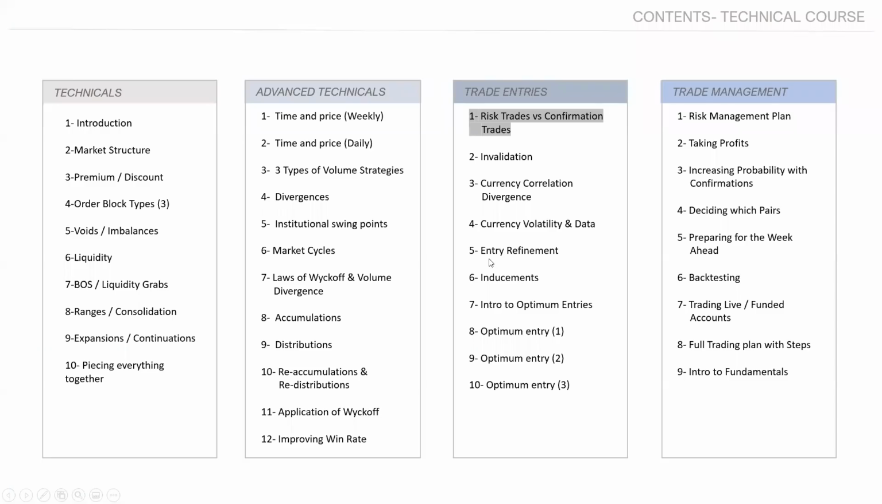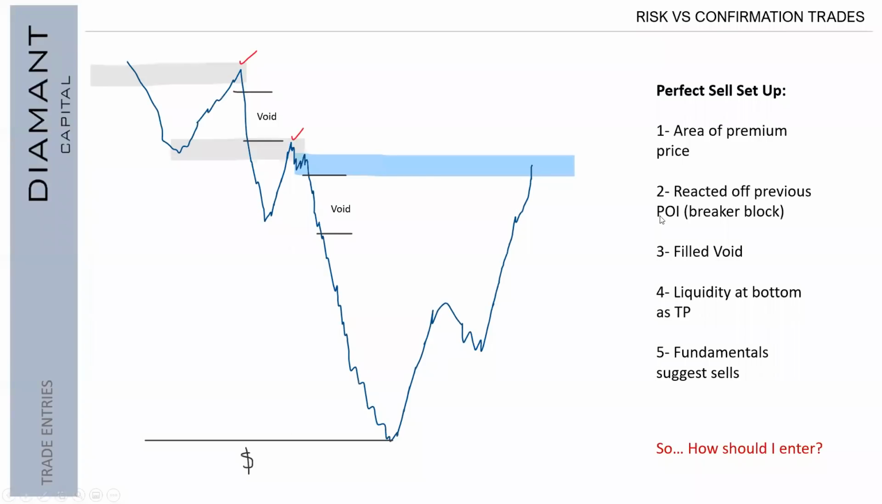So in terms of risk versus confirmation entries, this is one of the lessons that we'll be looking at from the technical course. So this is just half of it. The fundamentals is the second part. But yeah, let's just imagine we've got this sell set up, completely marked up on our weekly analysis. We've got a few points of interest. So I'll just quickly annotate where I would keep my points of interest. First of all, if we started, for example, the week at this point right here, we know fundamentals are saying sells. So number 5, fundamentals are suggesting sells. We're at this point on Sunday.